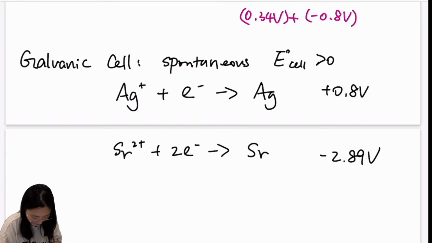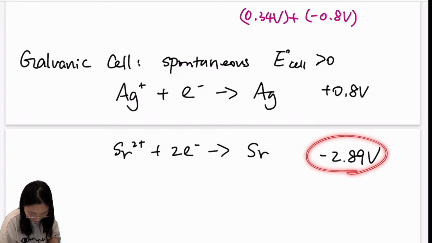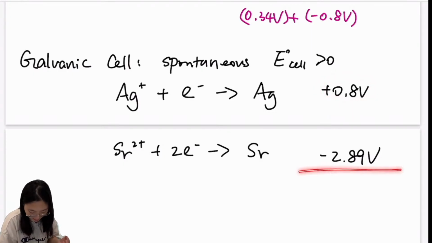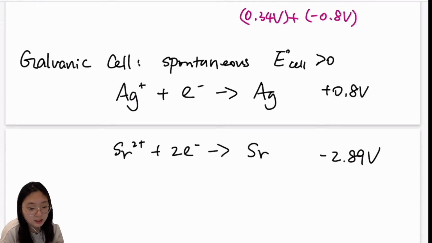Okay, so when you combine them, you will need to get a positive value. Either you are going to flip this one, so it becomes positive 2.89 plus 0.8, or you are going to flip this one, so it becomes negative 0.8, and then you add it up to negative 2.89.